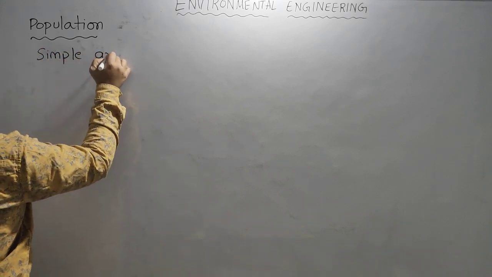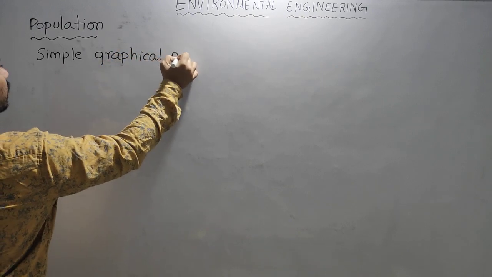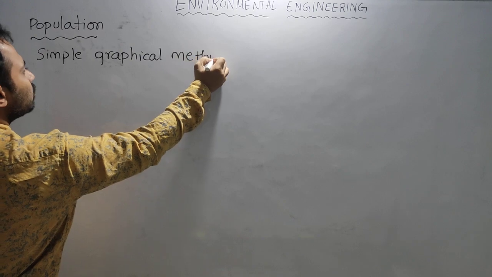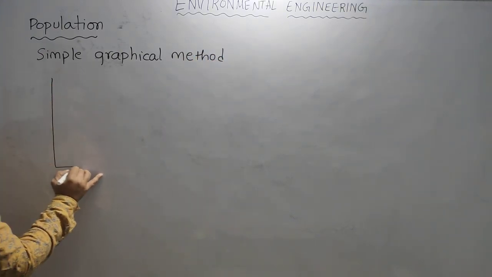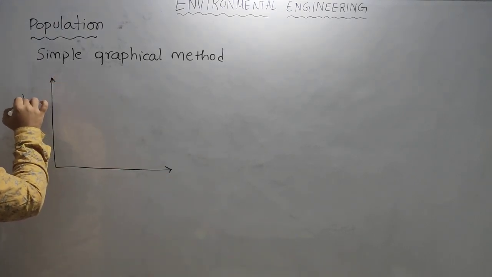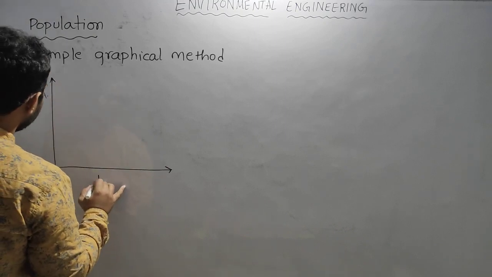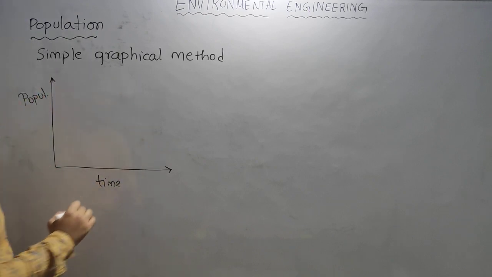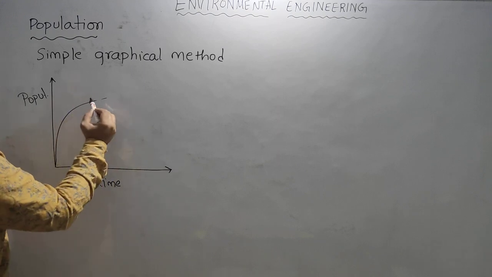Simple graphical method. See, you have a logistic curve of population and time. Let the graph be like this.